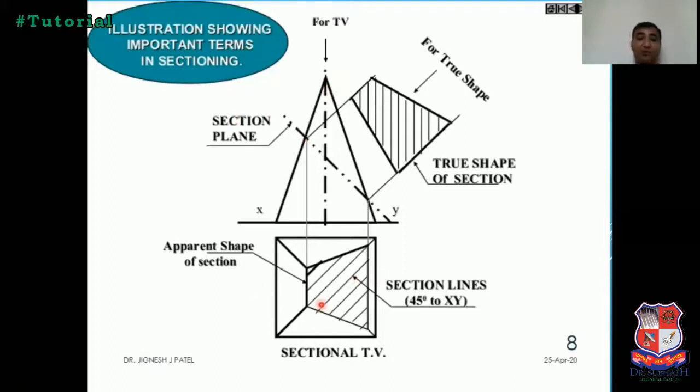Okay, so the position of the observer is here, right? So if it cuts this line, we have to represent this line on the top view. Okay, so you can see this. So this sectional view is the apparent shape of the section. It's not a true shape.